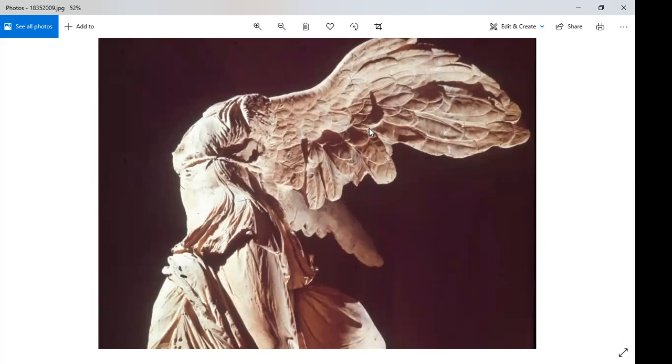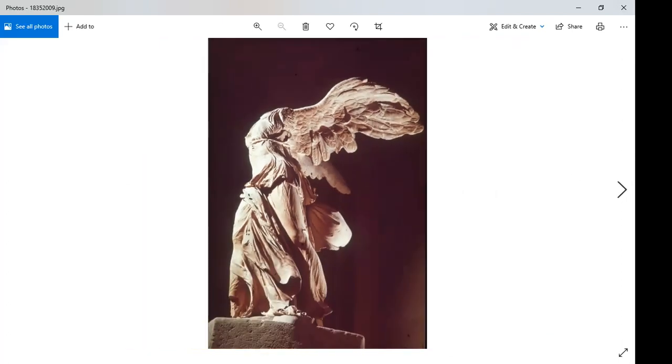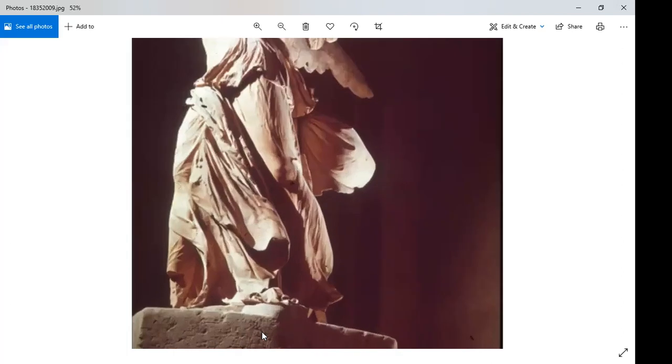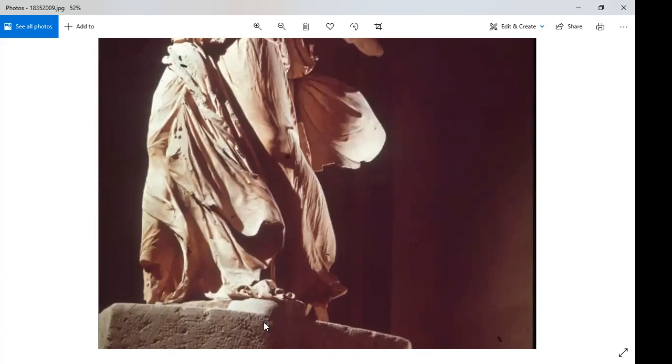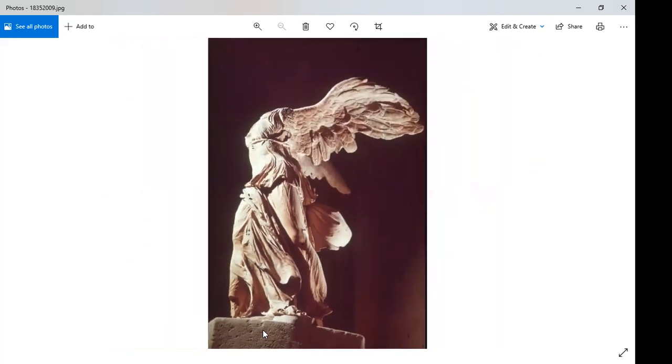Look at these feathers. See, she had wings like most of these, not all the gods and goddesses did, but many of them did. She did. So she could fly down to earth. And she's coming down, by the way, on the prow of a ship. And that is part of the original sculpture, we think. I mean, there's some debate on that. But we'll get to how it was found and why it's used all over the world now. I'll explain that in a few minutes, this image.